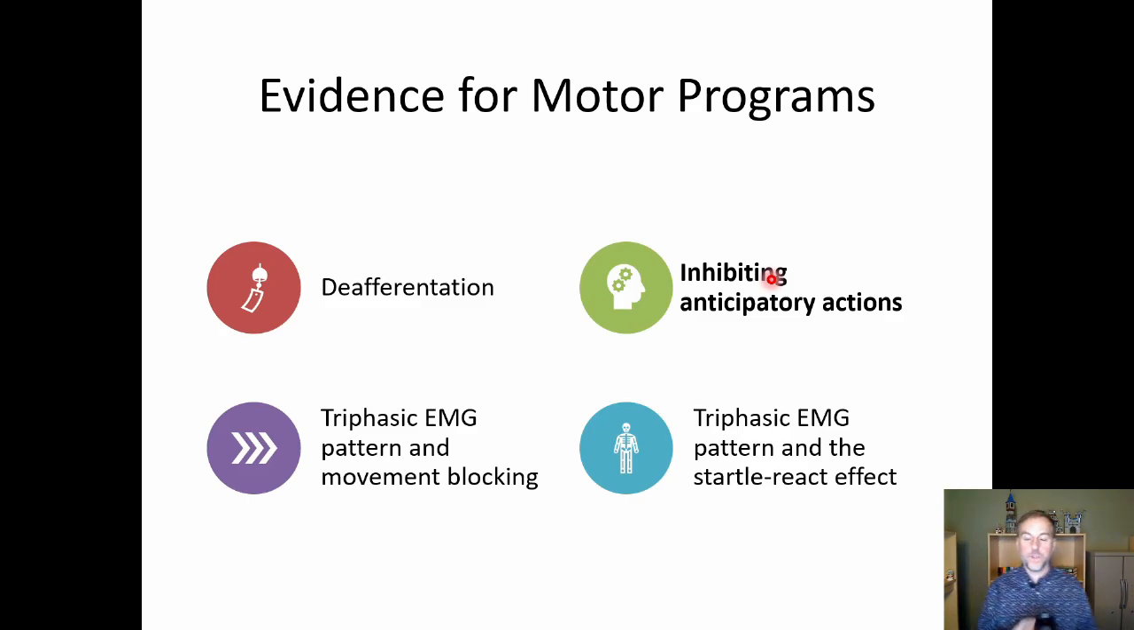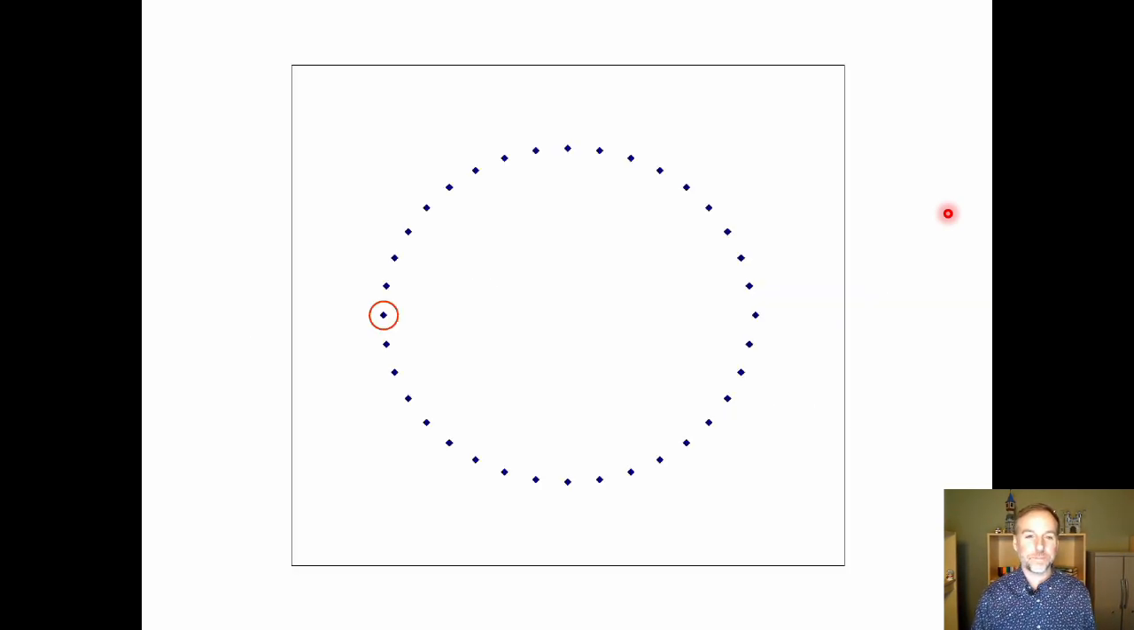All right, that is our first example. Let's look at our second source of evidence for motor programs. We get to try this one for ourselves. It's an experiment, and I guess the fancy terminology for it is inhibiting an anticipatory action. So let's look at that. Okay, so we'll try the task, and then we'll look at the results and talk about how it tells us about motor programs.